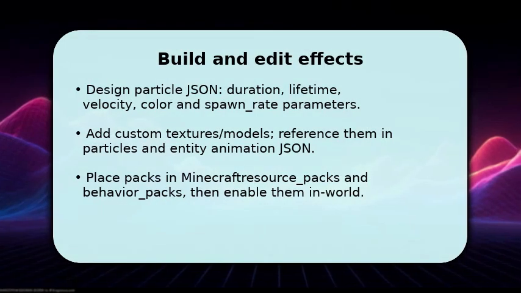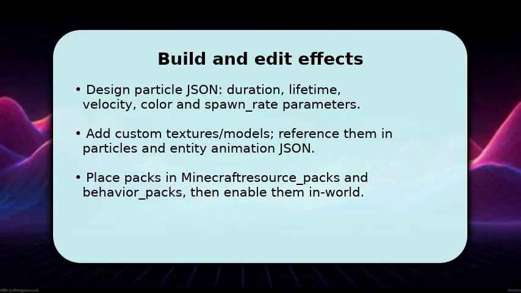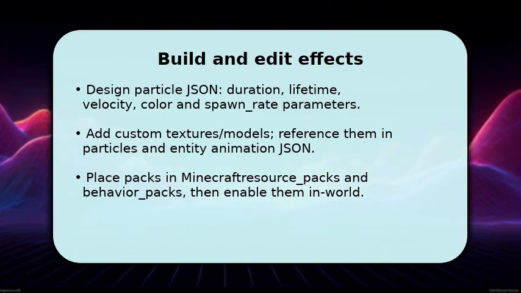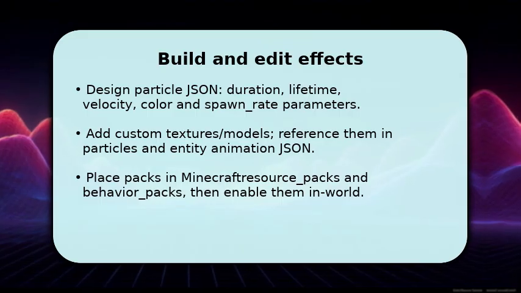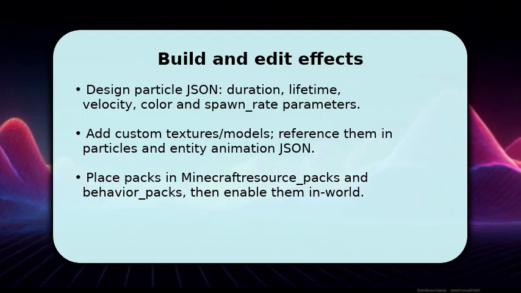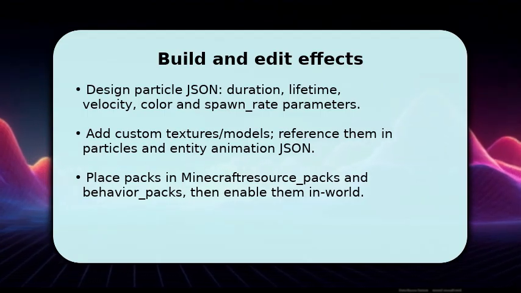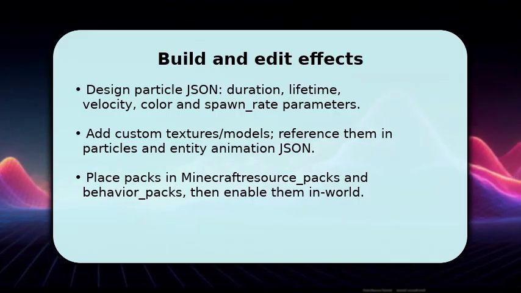Now you build the actual effects and link assets. Create particle JSON files specifying lifetime, velocity, spawn rate, size, and color, and reference your PNG textures. If you need custom geometry or animated sprites, export models and entity animations from Blockbench and reference those files from your particles or entities so the visuals match.